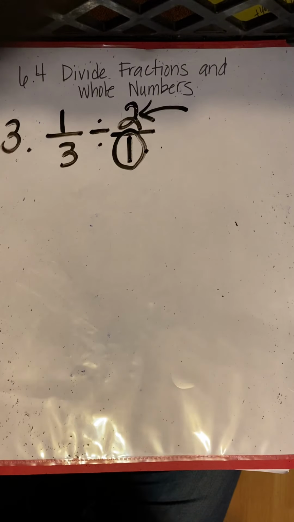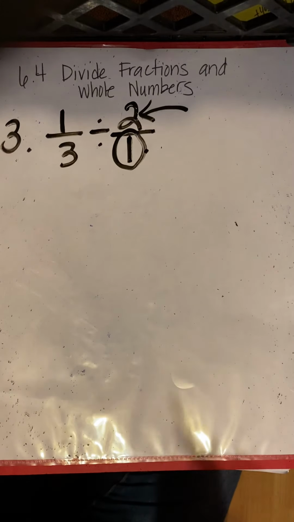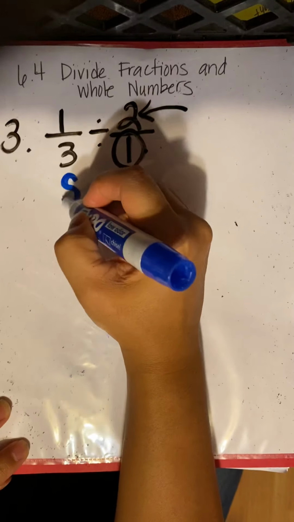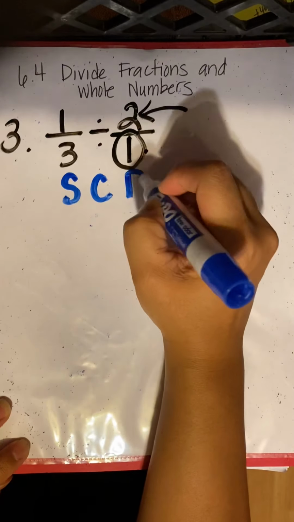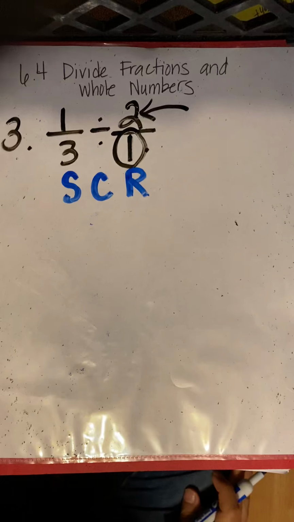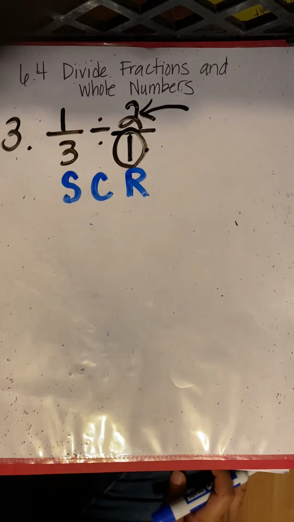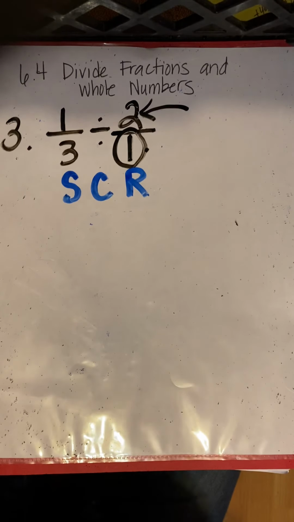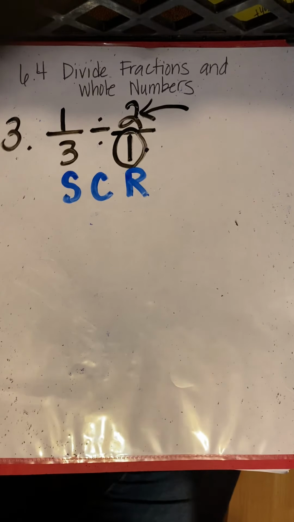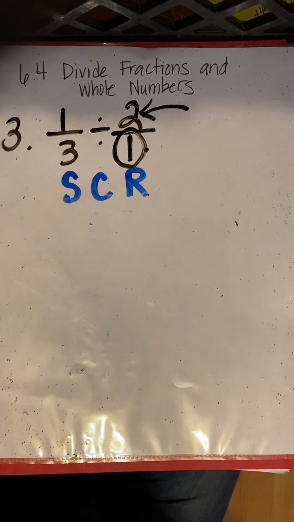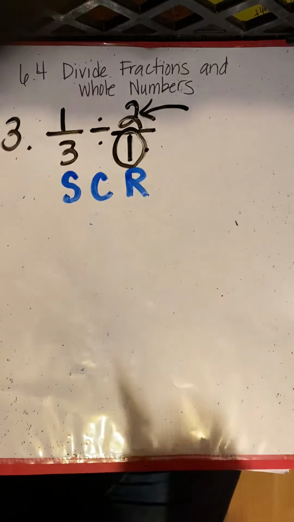Okay, I hope you remembered the 3 letters that y'all learned in class. Those 3 letters are S, C, R. S means to stay, C, change, and R, reciprocal. Now your third step is to rewrite your problem. Okay, so when you rewrite, you have to follow the meaning of these 3 letters, okay?